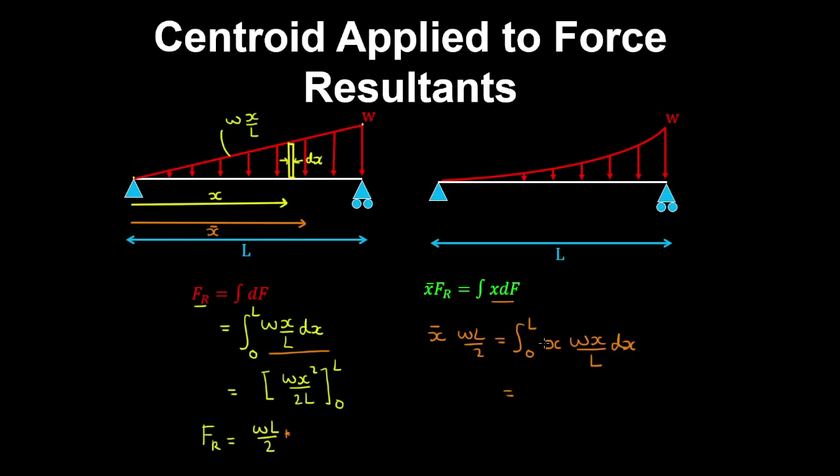And now if you evaluate this integral, you'd have W on L, and we have x squared, that will be x cubed on 3. And we evaluate this from 0 to L. So that gives WL cubed on 3L, or WL squared on 3. And that's equal to x bar by WL on 2.